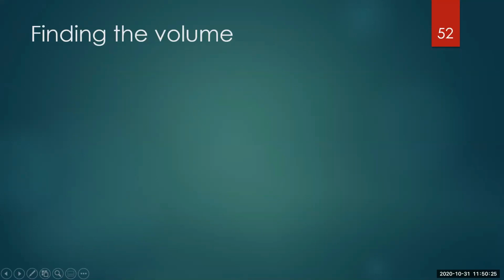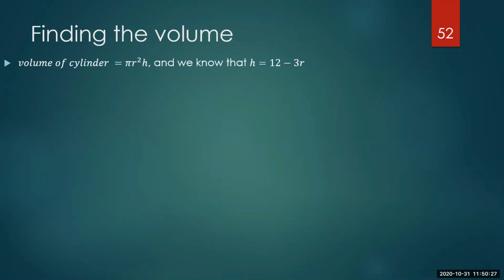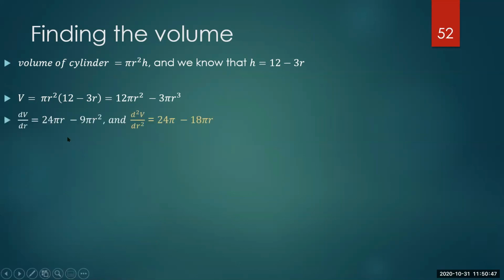So now we want to find the volume. The volume of a cylinder is pi r squared h, and we know that h is equal to 12 minus 3r. So the volume then is pi r squared into 12 minus 3r. That's 12 pi r squared minus 3 pi r cubed. And so that's the second part of our question done, I think.